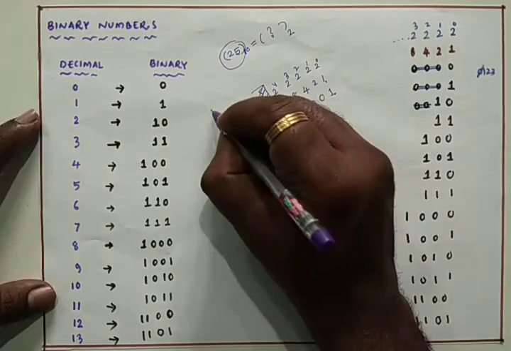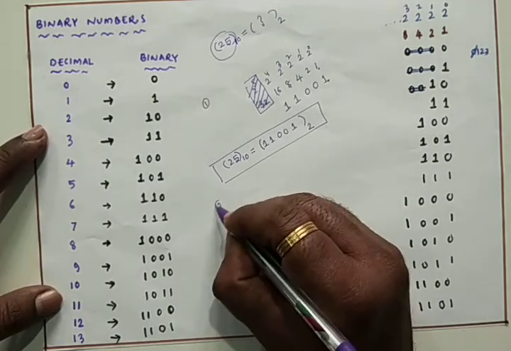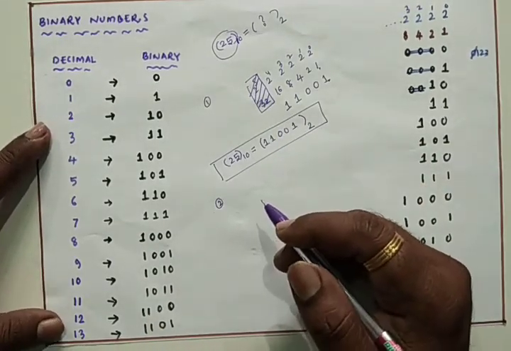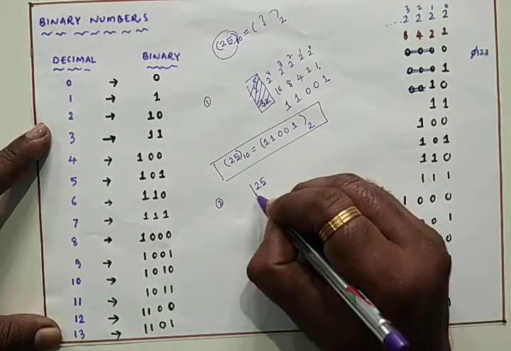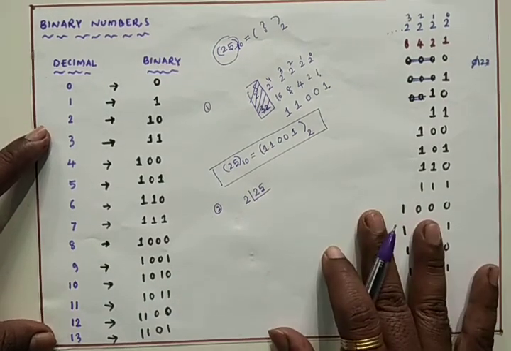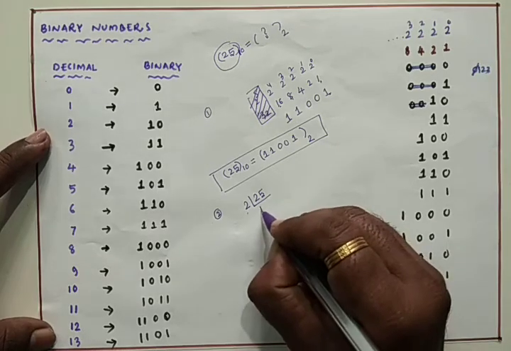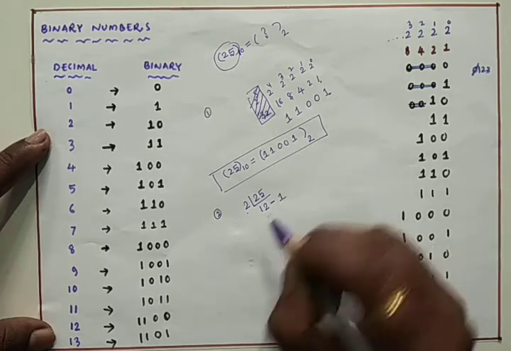This is one method. Another method I will explain, which is a direct method. The second one is the successive division method. Take 25 and successively divide it by 2, because we require the base of the number to be 2. So divide by 2: 2 12s are 24, remainder is 1.